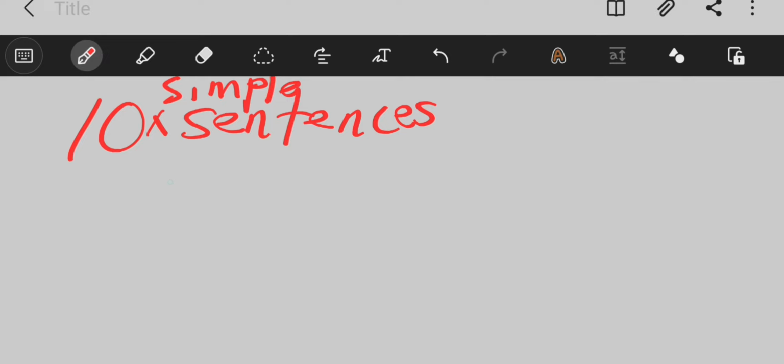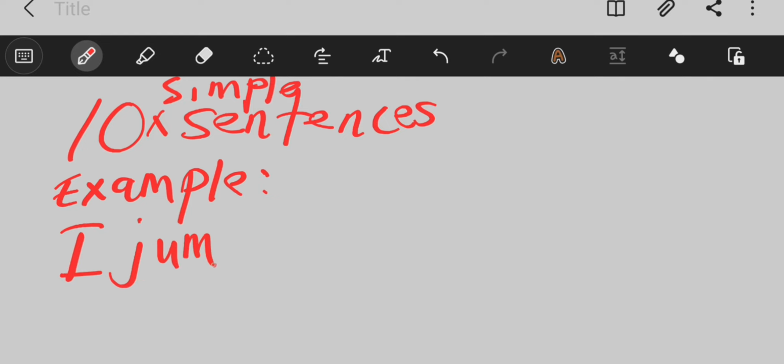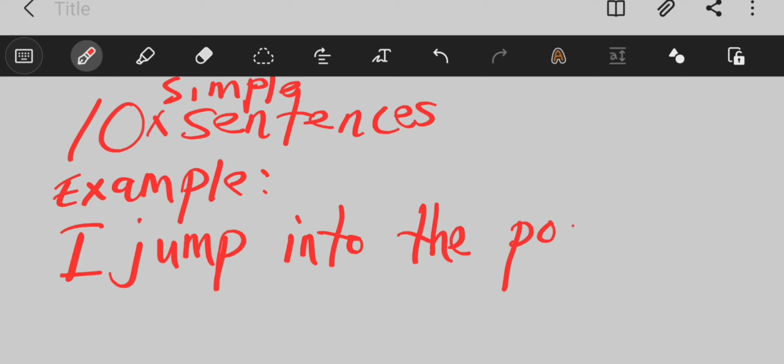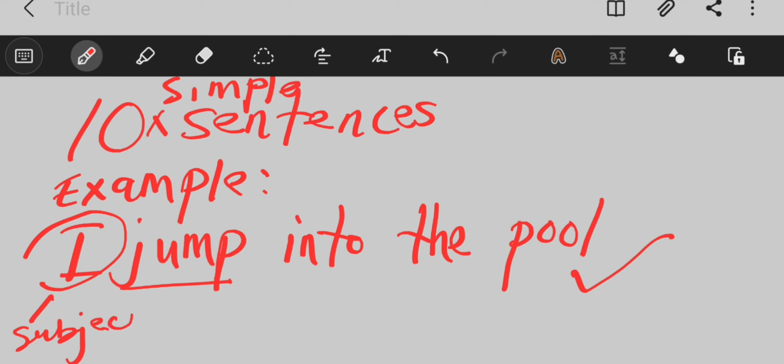Keep that in mind and try to create 10 simple sentences. Okay, for instance, I will give you one example. Example is simple. Let me think. I'm just going to use: I jump into the pool. See? Now you got one correct sentence. It has a verb and a subject, and voila. Okay, simple sentence.